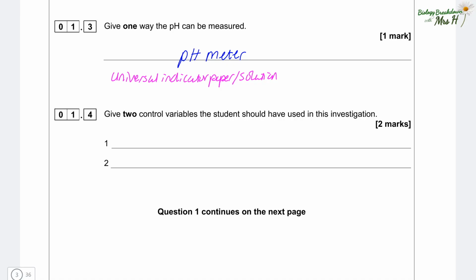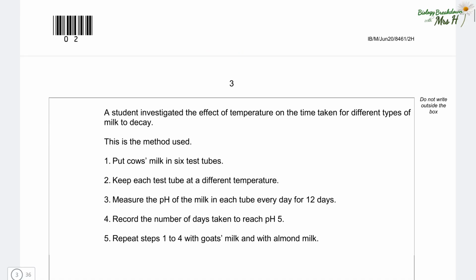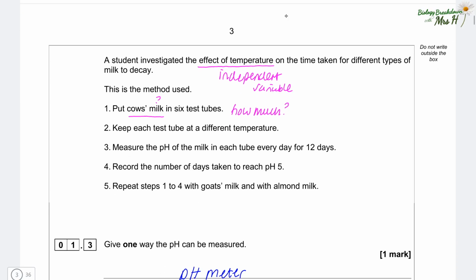Well, if we go back and have a look at the method, we can see that the independent variable is the effect of temperature. So that's not going to be a control variable because we are going to be changing that temperature. And it says put cow's milk in 6 test tubes, but it doesn't actually say how much. So that's a control variable we can write down in a minute. Keep each test tube at different temperature. Well, that's our independent variable that we've already spoken about.